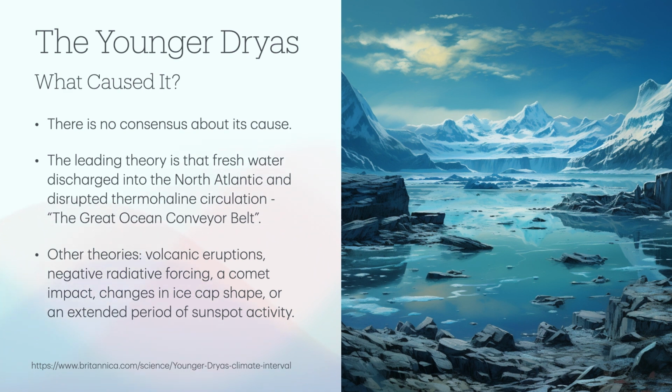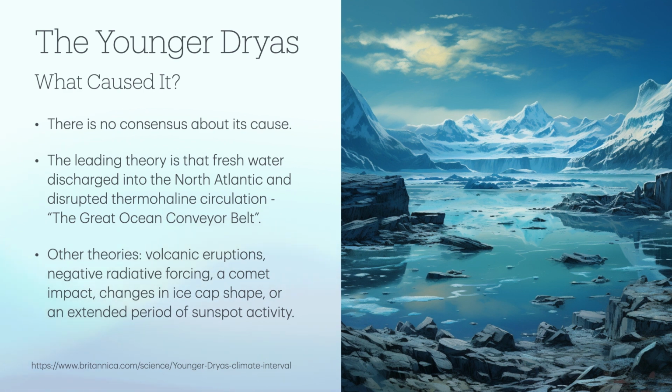So what caused the Younger Dryas? Well, there isn't a clear consensus about its cause, which is one of the things that prompted this remote viewing project. But the leading theory is that a lot of fresh water was discharged into the North Atlantic from glacial lakes, and this sudden discharge of water disrupted the thermohaline circulation, which is known as the Great Ocean Conveyor Belt. And this disruption of the conveyor belt in the ocean caused dramatic climate change.